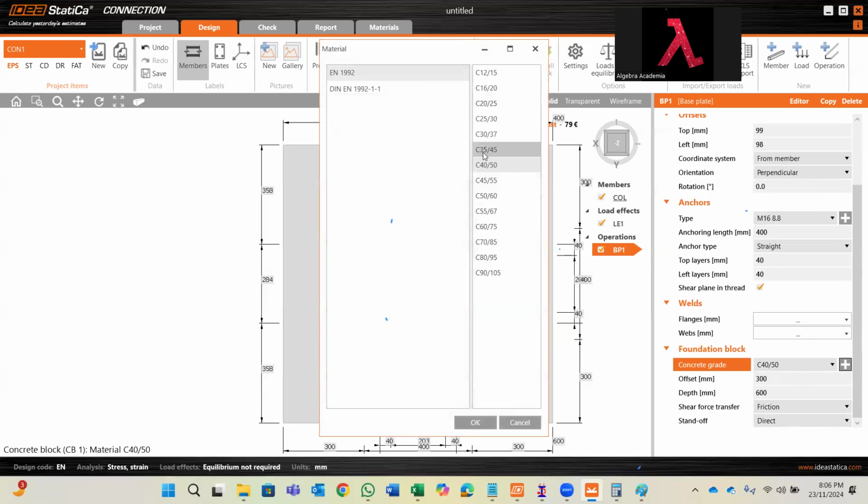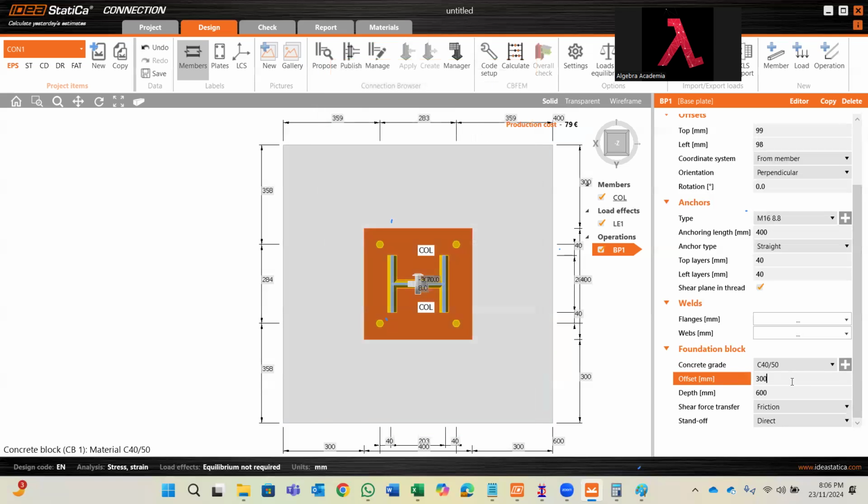You can change the grade of concrete, and you know that as per authority, the concrete grade for the cubical strength should not be less than 40. So if it is 40, then cylindrical should be 32. It depends. I'll go for C40/50. I'm not going to change it as it is for the time being. Okay.